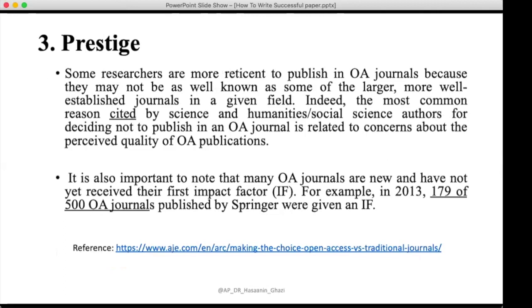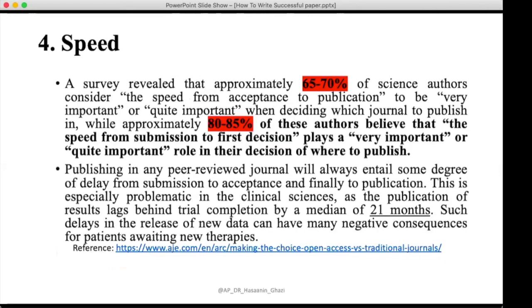Prestige. As we said, the hybrid journal, the closed access, is more prestigious than open access because they have been there for many, many years. Open access journals were maybe established in the past 10 years or so. So this is the difference. And the last one is the speed.